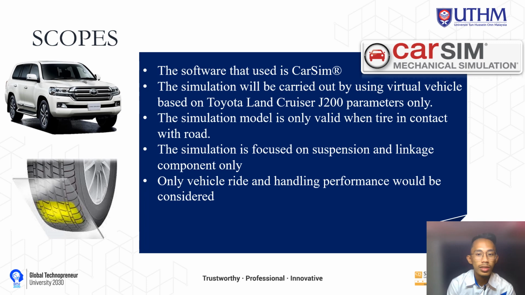when the tire is in contact with the road only. When one tire doesn't touch the ground, it will be considered not valid. For the fourth scope, the simulation is only focused on suspension and linkage components. And the last scope is that only vehicle ride and handling performance will be considered.